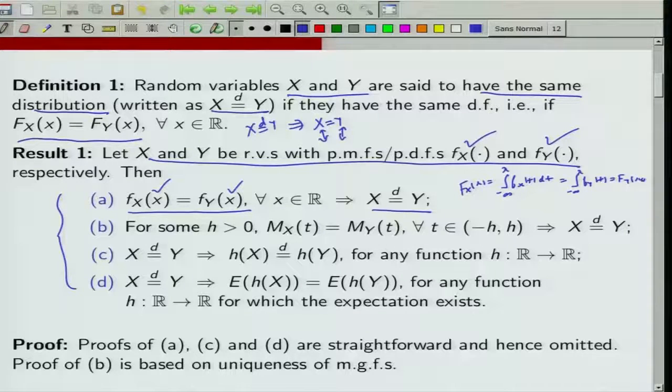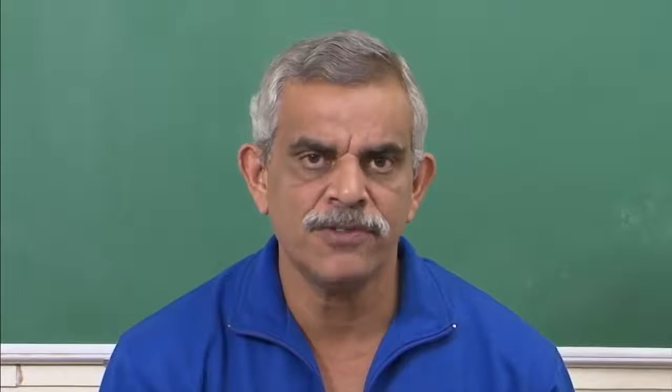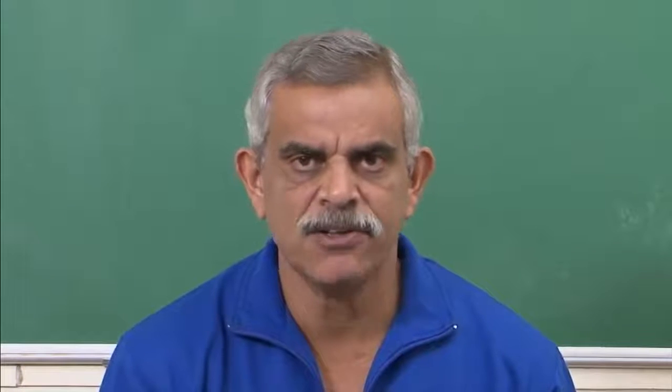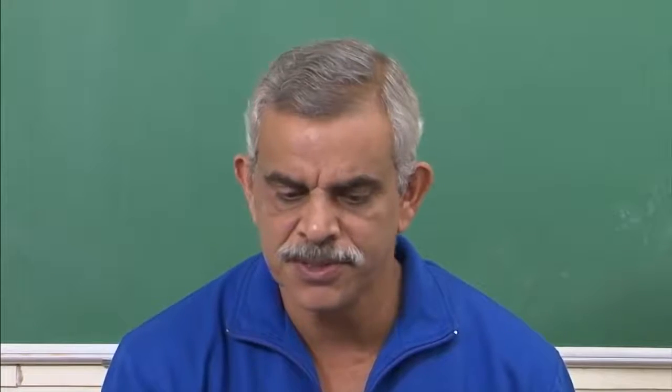Now, another result which is very useful says suppose there is an h greater than 0 such that the moment generating function of X is the same as the moment generating function of Y in a neighborhood of 0, then X and Y have the same distribution. So, to check whether X and Y have the same distribution, what you can do is find the moment generating function of X, the moment generating function of Y, and check whether the two moment generating functions coincide in a neighborhood of 0 or not. If that happens, you can easily conclude that X and Y have the same distribution.